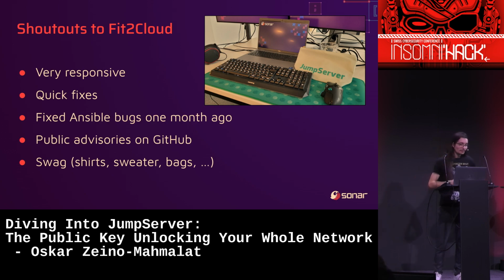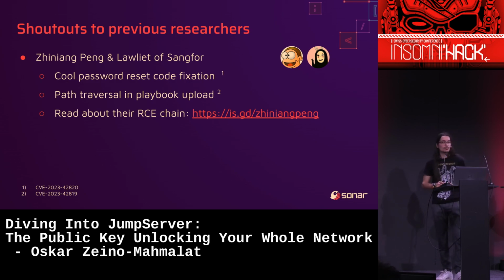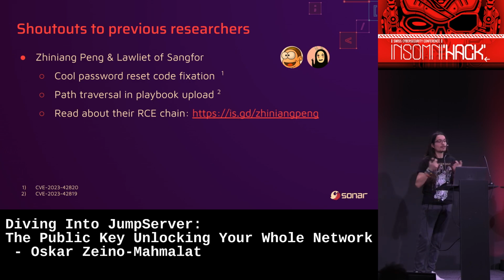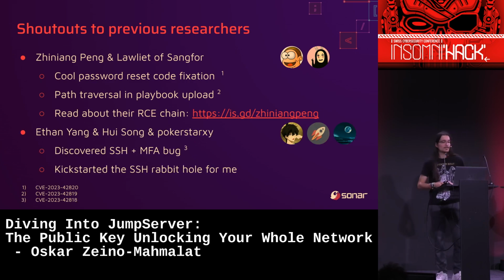Very cool. Also, shout-outs to the previous researchers who looked into JumpServer, like Xingyang Peng and Lauliet of Sangfor. They've found this cool password reset code fixation bug that I already mentioned, but also a path traversal in the Ansible playbook upload feature. So basically, they could combine these two things to a full remote code execution chain. I highly recommend reading their blog post. And also, again, Ethan Yang, Huisong, and PokerStar XY, who initially discovered the SSH plus multi-factor authentication bug, which led me down this whole path of looking into how this actually works with SSH.